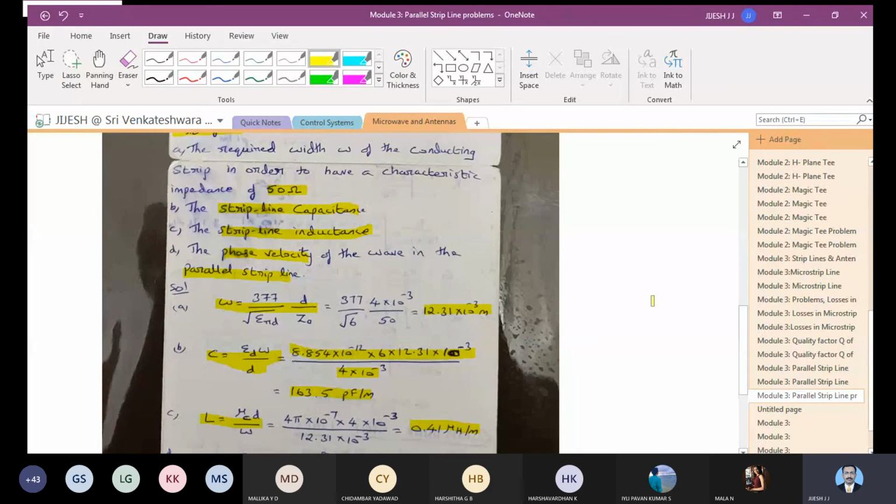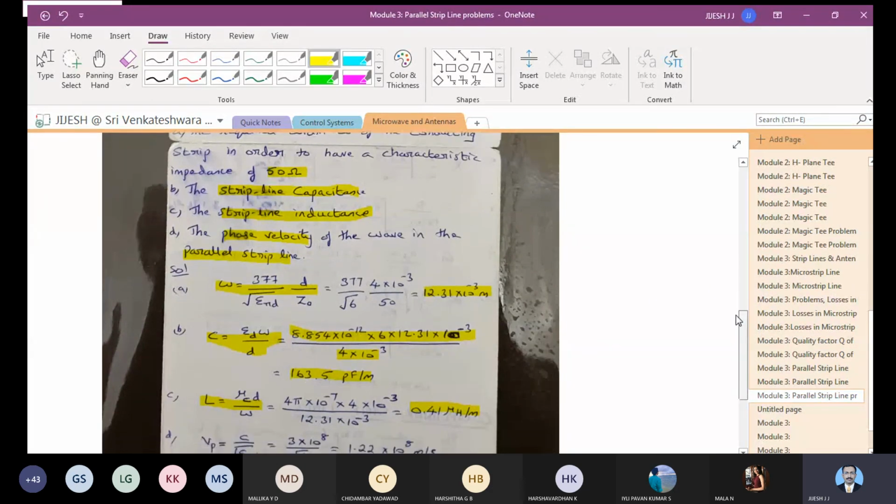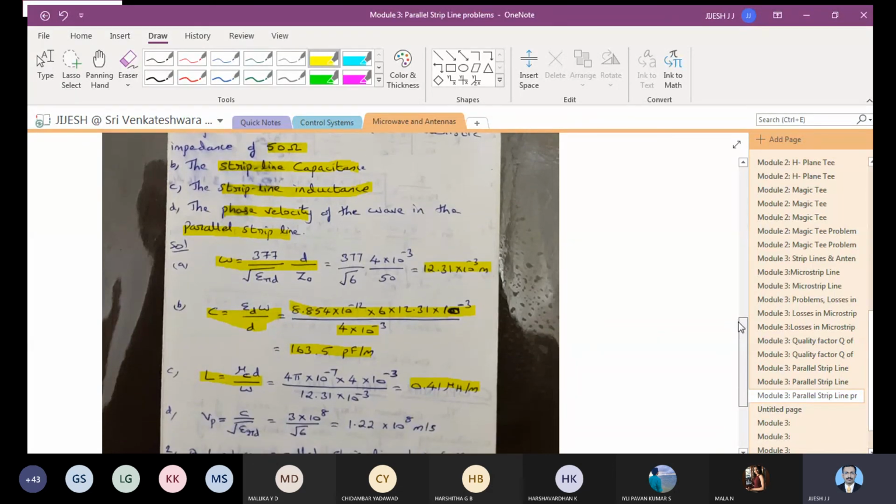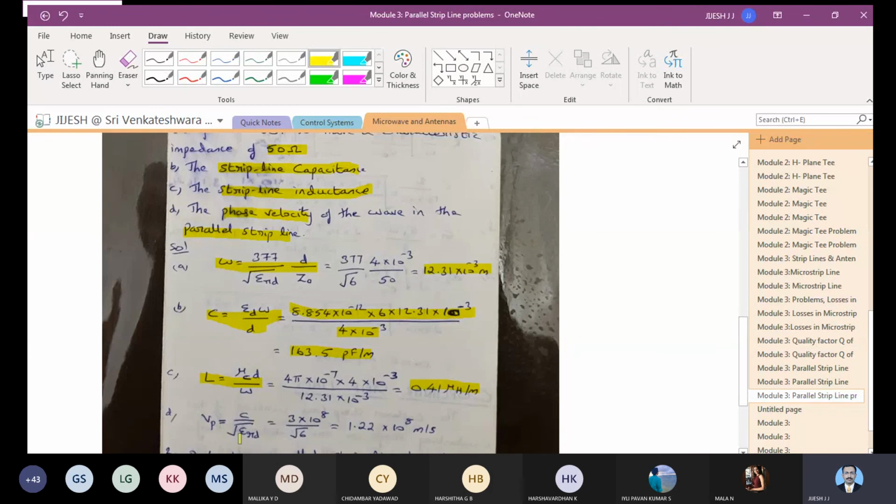Now it's only left to find the phase velocity, and phase velocity is very easy. The equation is C by root of epsilon RD. You can substitute the values for that. C is 3 into 10 to the power of 8, epsilon RD is 6, so root of 6 you will get. You can see whether you are getting 1.22 into 10 to the power of 8 meter per second.